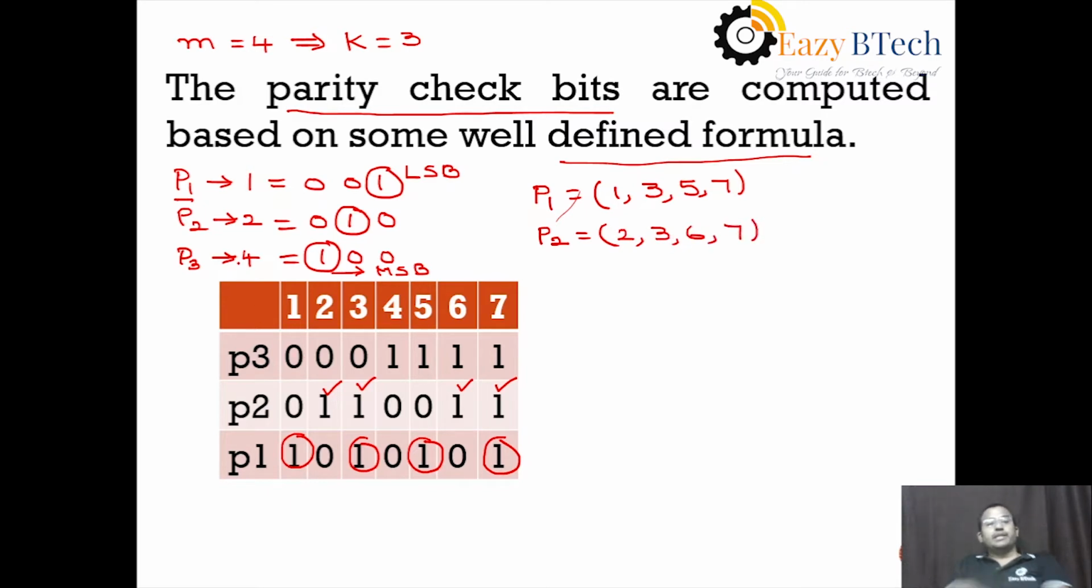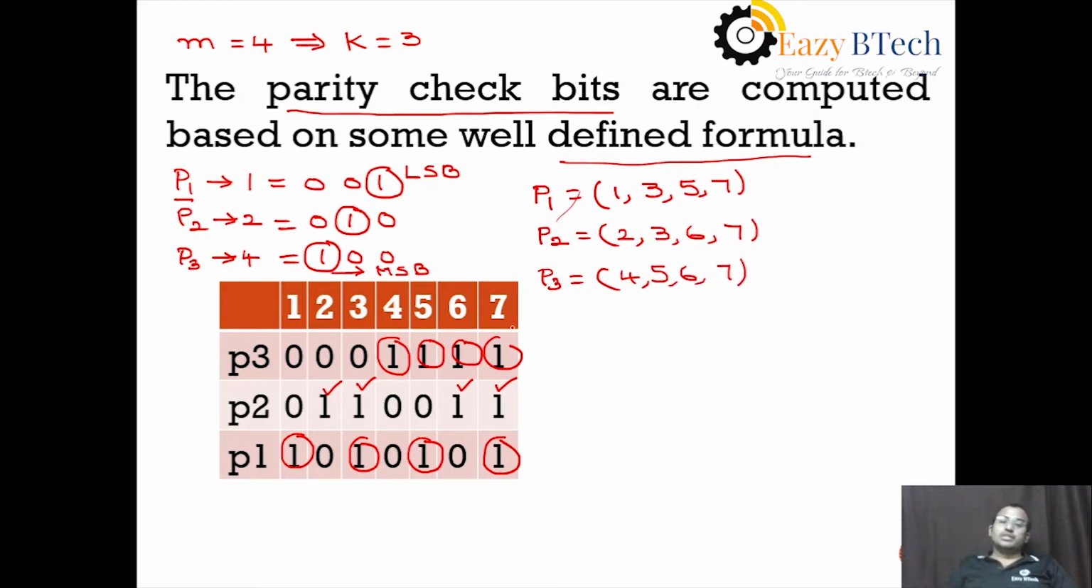Next, P3. For P3 the corresponding binary representation is 100, so the MSB position is having 1. For P3, you observe the corresponding binary representations 1 to 7. It is having 1 in the positions 4, 5, 6, 7. So in order to calculate P3, we have to consider the positions 4, 5, 6, 7.